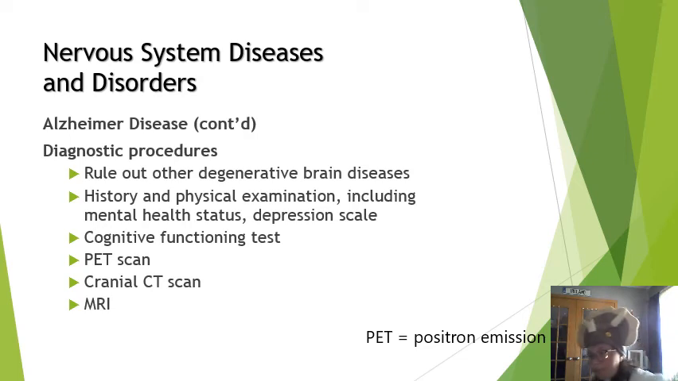Diagnosis can be tricky. Sorry, it's a long lecture. Diagnosis can be tricky. Usually it's one of those that you have to rule out other degenerative brain diseases. That has to be done first. Family and patient history along with a physical exam is needed. This could include mental health status, basing the patient's mood off of a depression scale, and then you have cognitive functioning tests, PET scans, cranial CT scans. MRI will help rule out any other conditions as well.